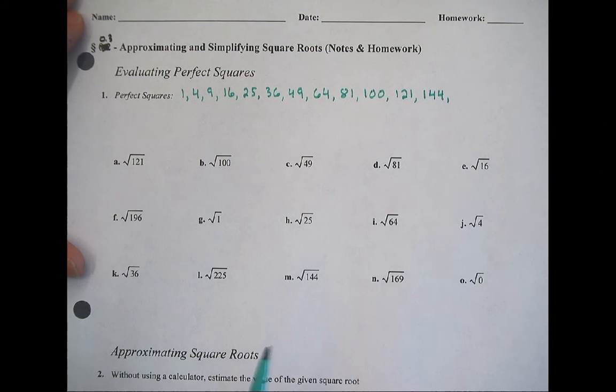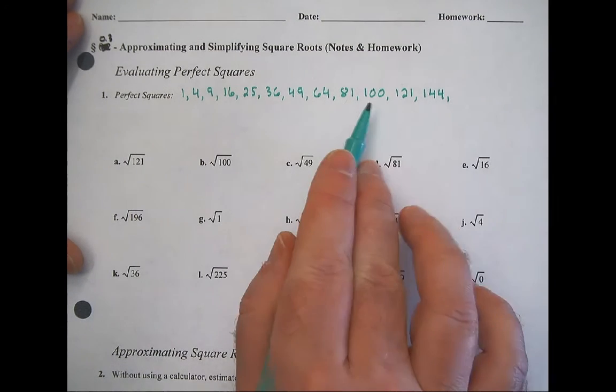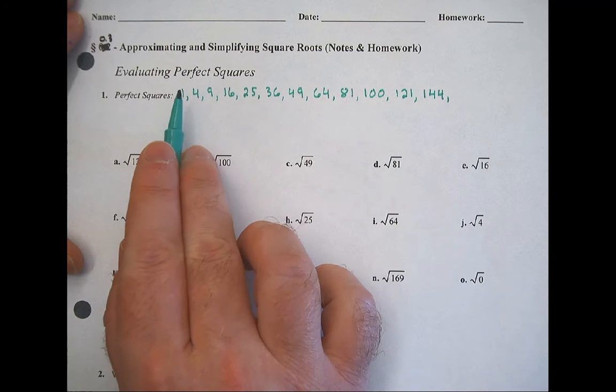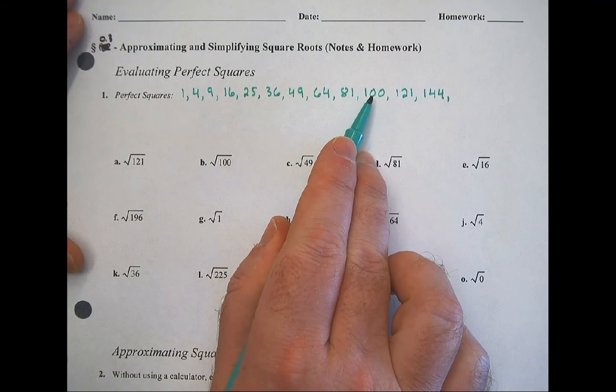Just a reminder, if you want the 73rd perfect square, you would just take 73 and square it. So like the 10th perfect square should be 100. Let's see if that's true. 1, 2, 3, 4, 5, 6, 7, 8, 9, 10 perfect square.